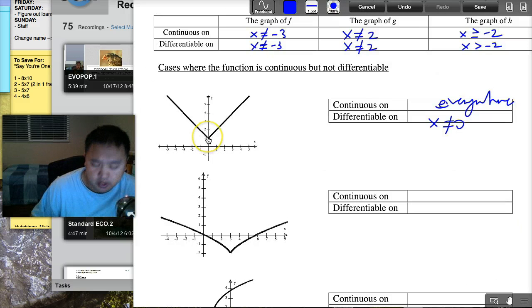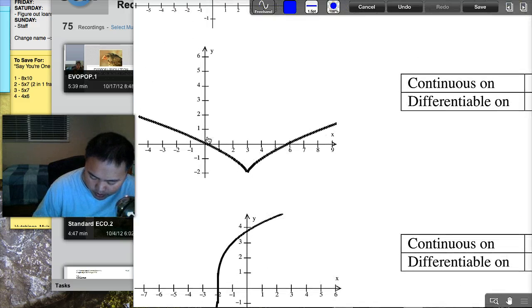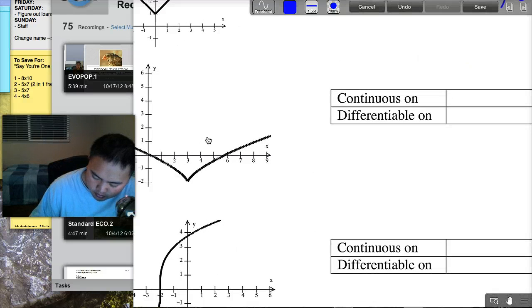Now, on this bottom one, same thing. I have a sharp corner here at 3. There's no gaps or anything. Continuous everywhere. And differentiable everywhere except for x equals 3.